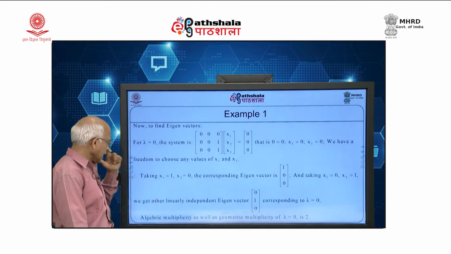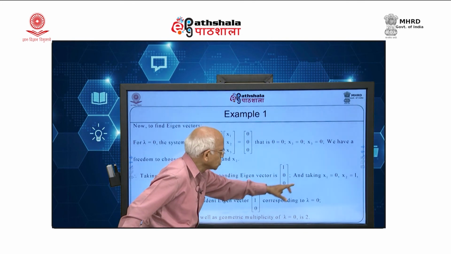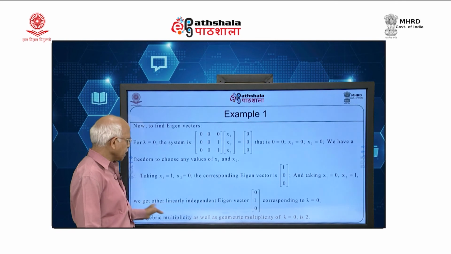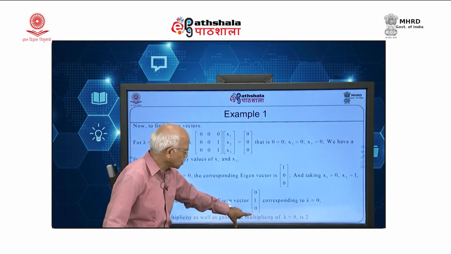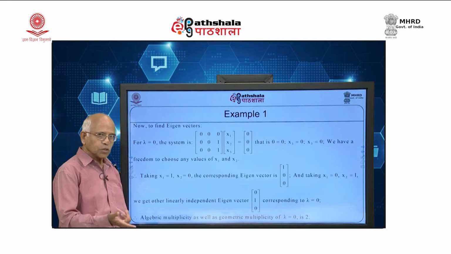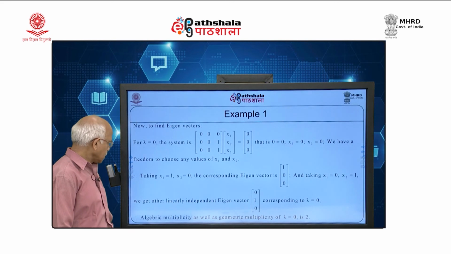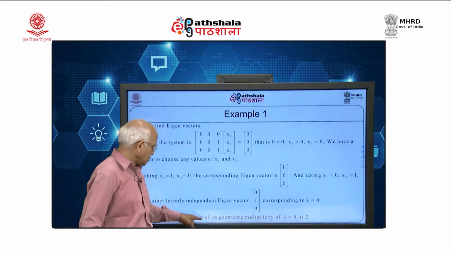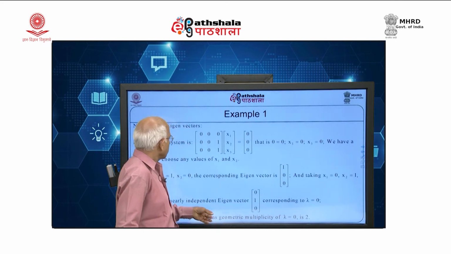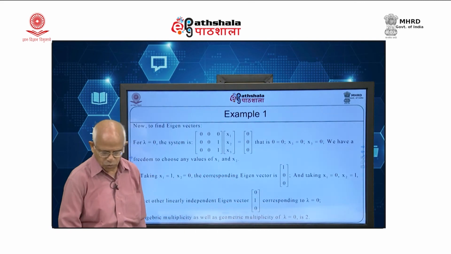So, taking x 1 equal to 1 and x 2 equal to 0, the corresponding eigenvector will be 1 0 0, and taking x 1 equal to 0 and x 2 equal to 1, the corresponding eigenvector will be 0 1 0, corresponding to lambda equal to 0. So, lambda equal to 0 has two linearly independent eigenvectors associated with it, and therefore the algebraic multiplicity is 2, and the geometric multiplicity is also 2.